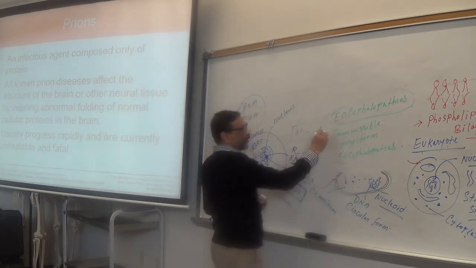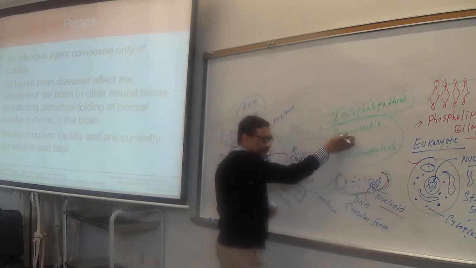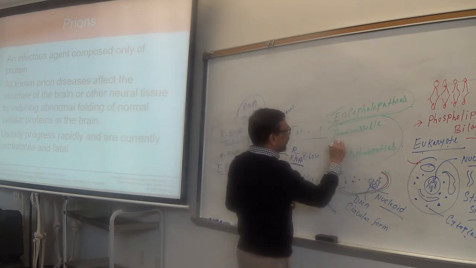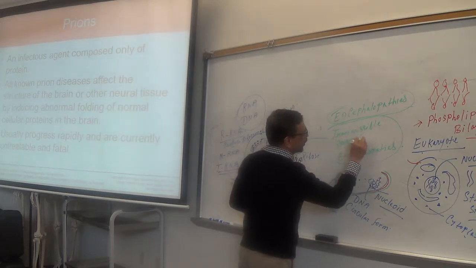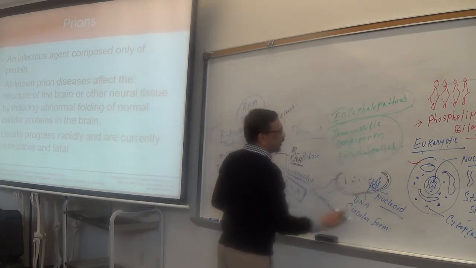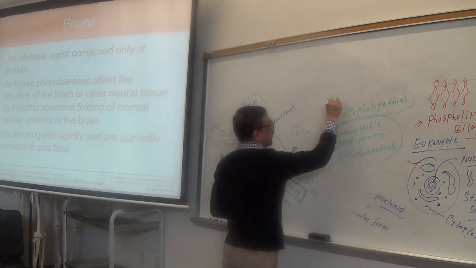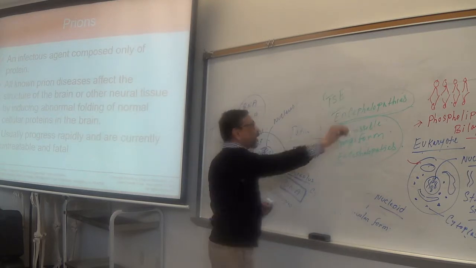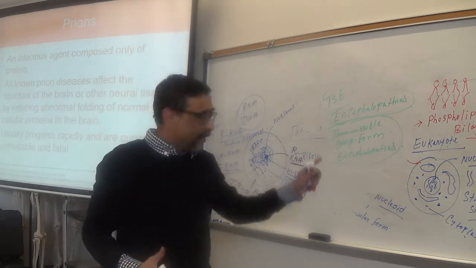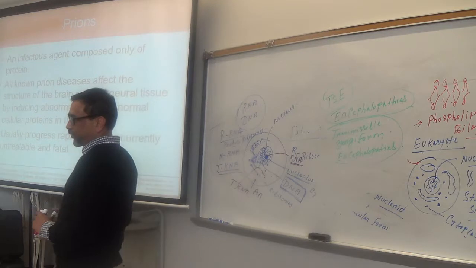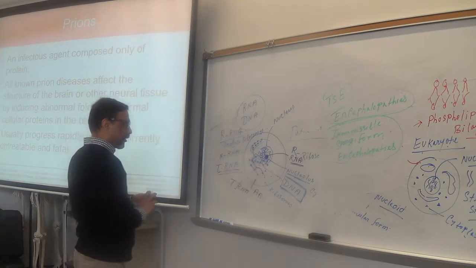TSE, we often use. Transmissible spongiform encephalopathies. In shortcut, we say TSE. So, many different types of brain diseases can be caused by prions, and those diseases together are called TSE.